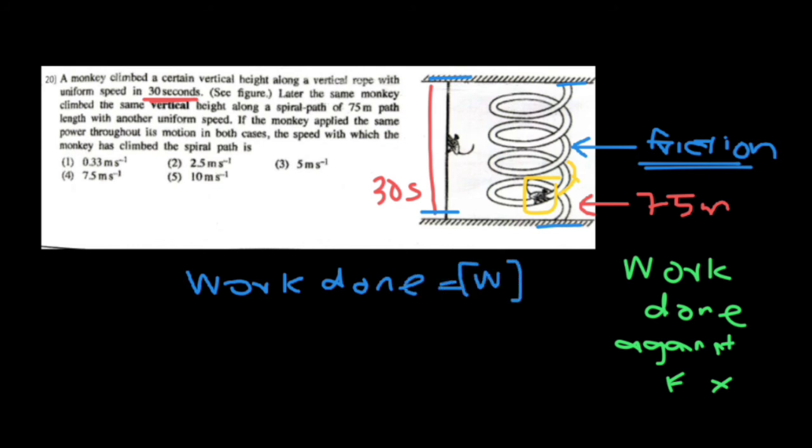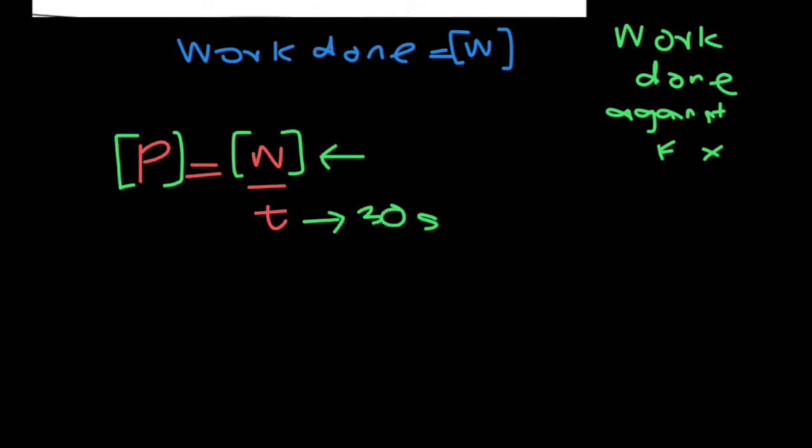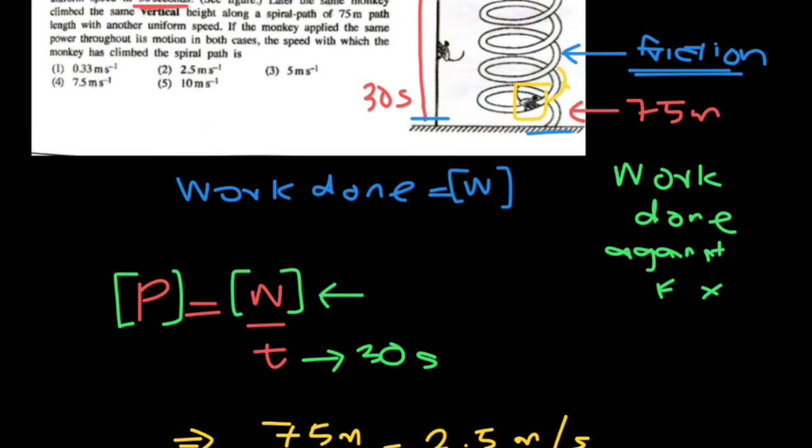W is the same. What is power? Power is work over time. They have given that the power is the same and we have found that the work done is also the same. Therefore, there is no other choice: the time taken for both motions has to be 30 seconds. With this idea, the length of the spiral path is 75 meters. So 75 meters divided by 30 seconds is 2.5 meters per second. It has to be the second answer.